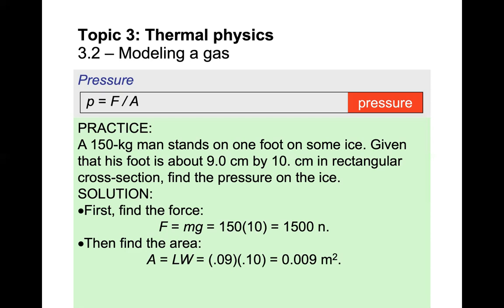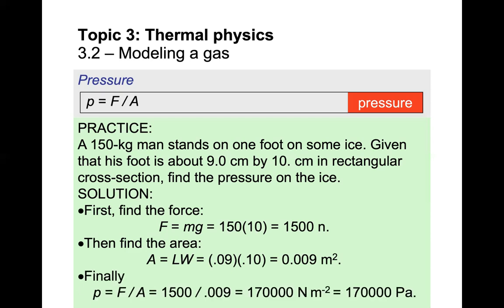And you have the area now. And then finally you do pressure, which is force over area, and you will be getting your answer approximately as 170,000 Newton per meter square, which is 170,000 pascals. So remember the formula, pressure is force over area.